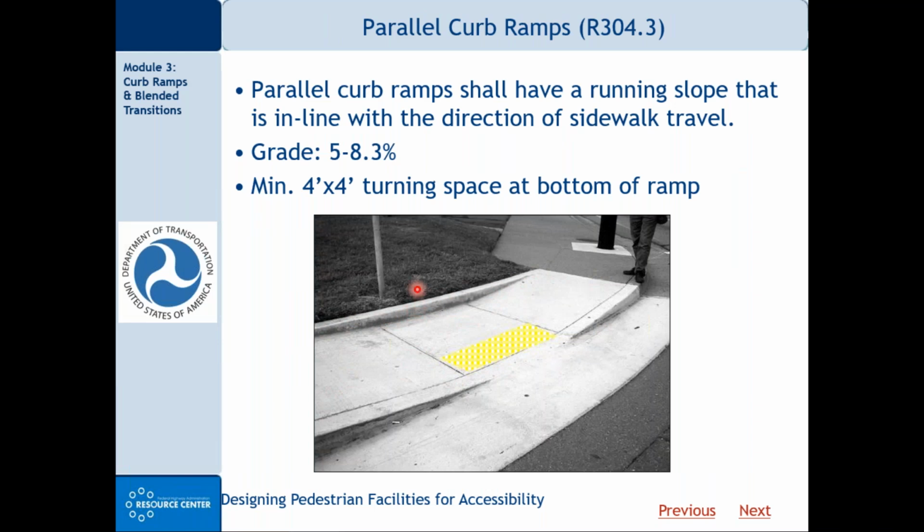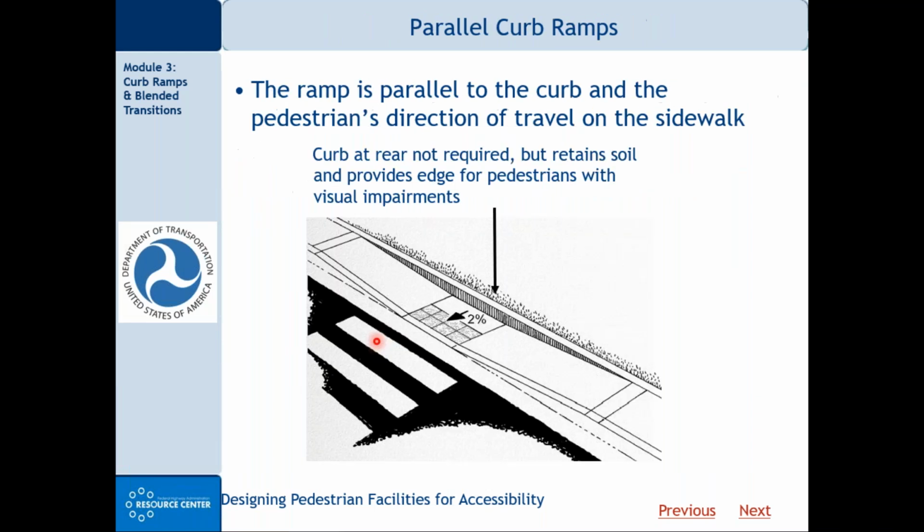There's no requirement, but I think that's a good practice because it helps reduce maintenance and prevents material from washing onto the sidewalk. Minimum 4 foot by 4 foot turning space at the bottom. Because this curb here makes this a constrained landing, the best practice would be to make this 5 feet from back of curb to the curb here. But again, the requirement is 4 by 4 as the minimum. Here's another drawing version of the same thing.